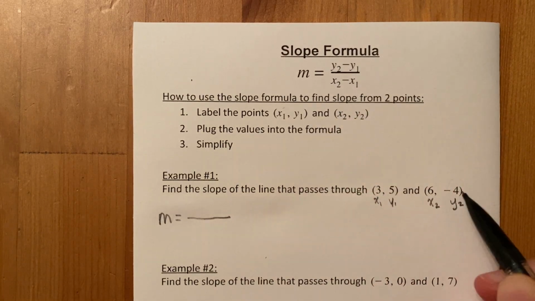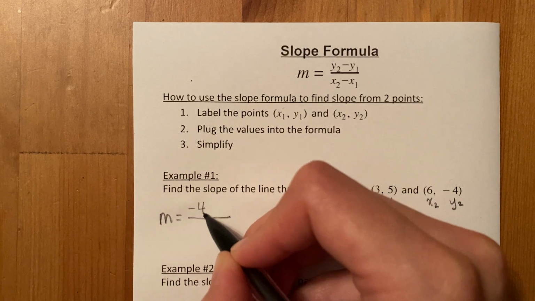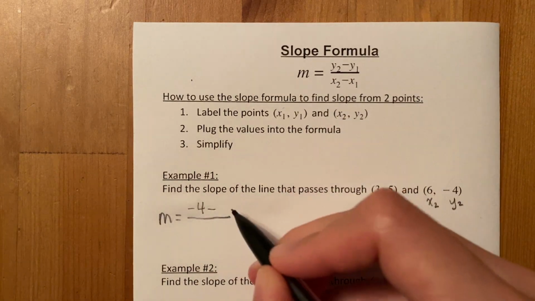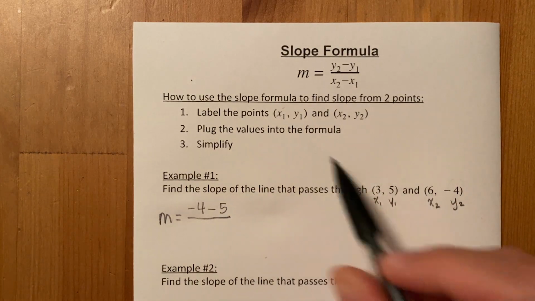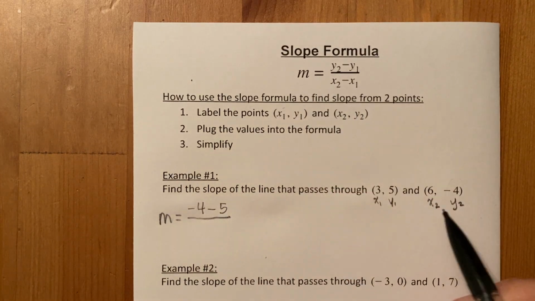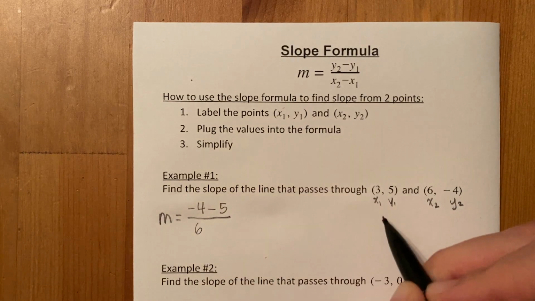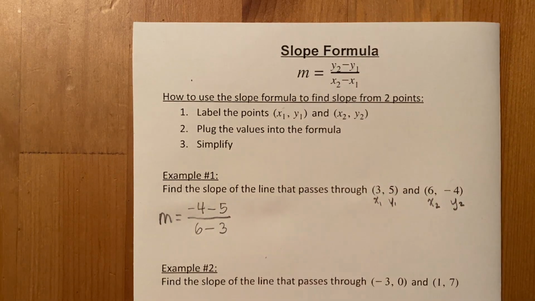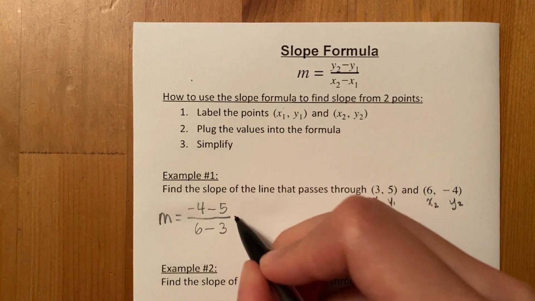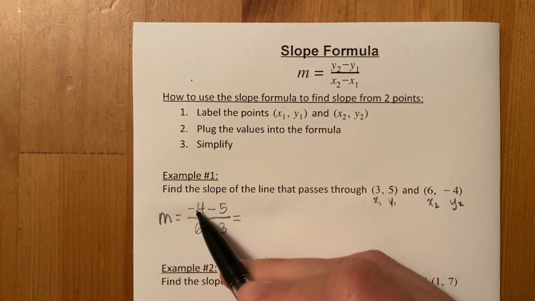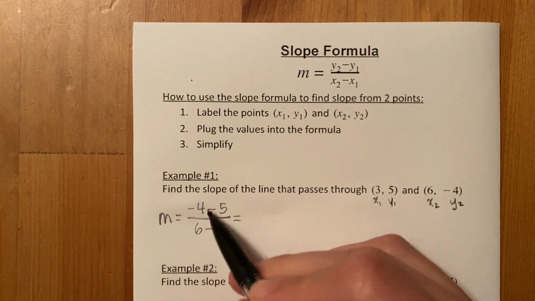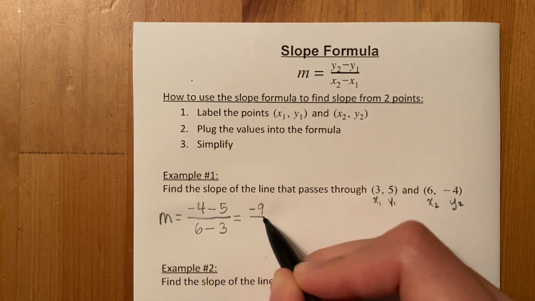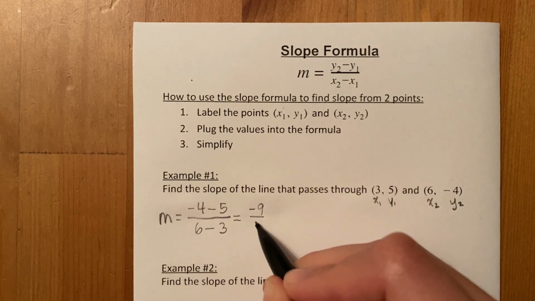So I'm going to take my y2 value, which is -4, minus, because there's a minus sign here, y1, that's 5. And on the bottom it says x2 minus x1, so I'm going to say x2 minus x1. Now I'm going to simplify and find the slope of this line. So -4 minus 5, this is four holes in my boat, another 5 holes in my boat, that's -9. And then 6 minus 3 is 3.